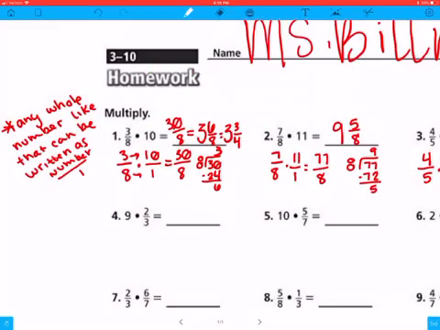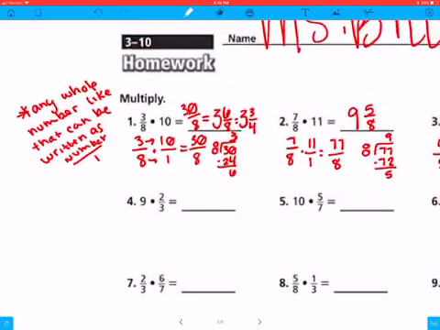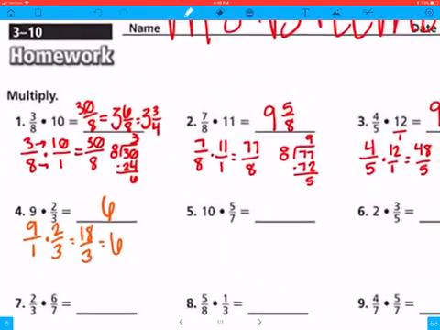9 over 1, and I'm going to use a different color for each row just so we can tell the difference. 9 over 1 multiplied by 2 over 3. Even though my whole number is in the first number spot, that's okay. It's still 9 over 1. I get 18 over 3, which a simplified answer would be 6.